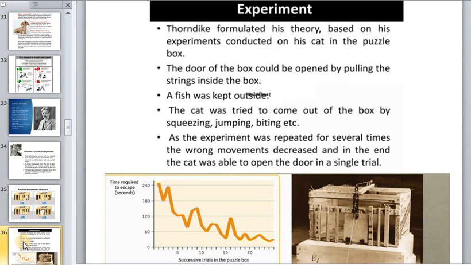And what is this experiment? Thorndike founded his theory based on experiments conducted on his cat in the puzzle box. The door of the box could be opened by pulling the strings inside the box, and fish was kept outside, and the cat tried to come out. This experiment was repeated several times. The wrong movements decreased, as you see, and in the end the cat was able to open the door very quickly in a single trial.